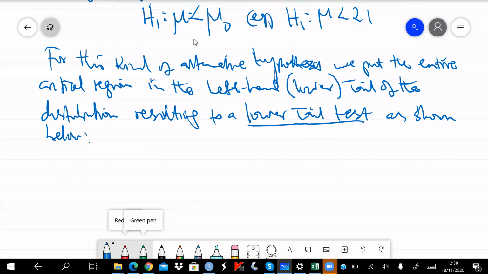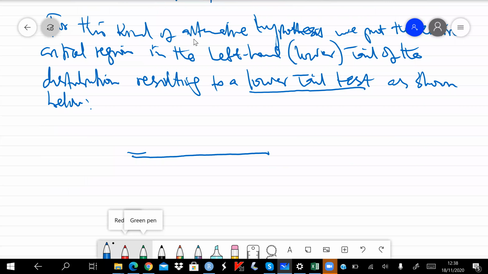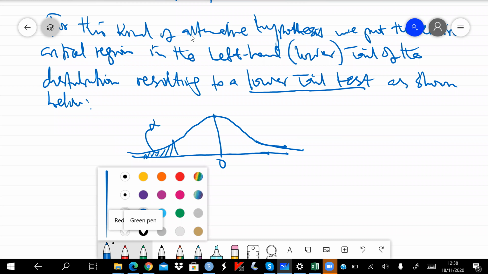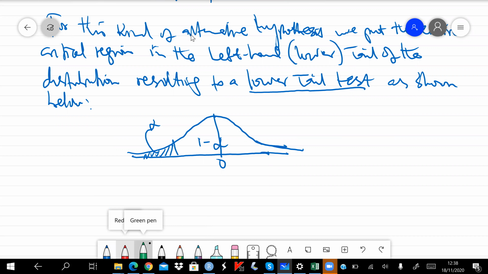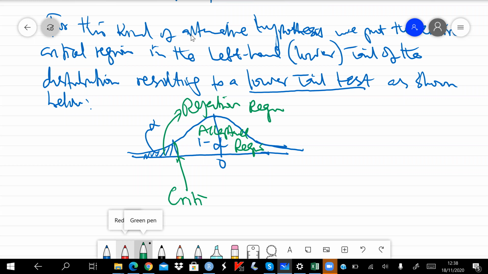So if you have that kind of alternative hypothesis, then this is how you set up your critical region. So you have this. This is the entire alpha. This is 1 minus alpha. This is your acceptance region. And this is your rejection region. And this point here is your critical value. So those are the three possible meanings.